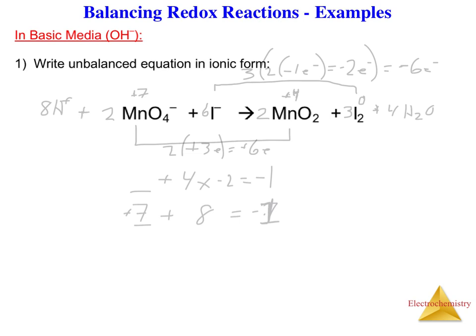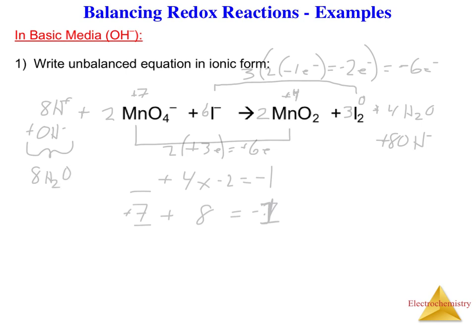The downside of it is it wants me to balance it in a basic solution. So how do I get rid of my 8 protons? Well, I'm going to add 8 hydroxides to those to neutralize them, and it's like a mathematical equation, and what I do to one side I have to do to the other. So I'm going to add 8 OHs to this side, and I'm also going to add 8 OHs to this side. Now, what do 8 protons and 8 hydroxides make? They make 8 waters.